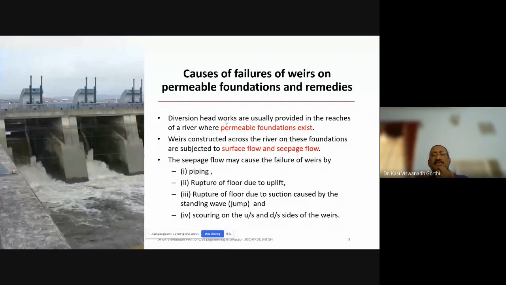The diversion works are usually provided in the reaches of a river where permeable foundation exists, maybe on the upstream side or on the downstream side. Whenever a weir is constructed, we provide a good foundation also. This good foundation is meant for resisting various forces which are coming onto the weir and to see that the weir is safe.